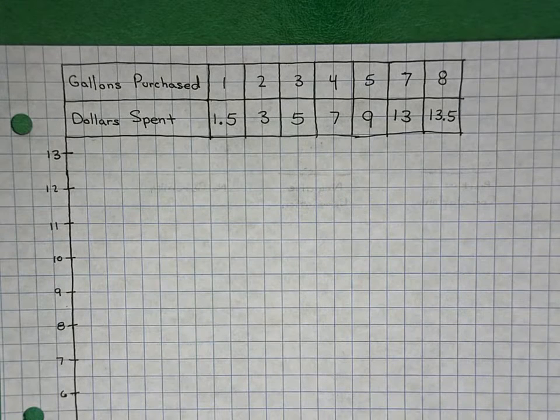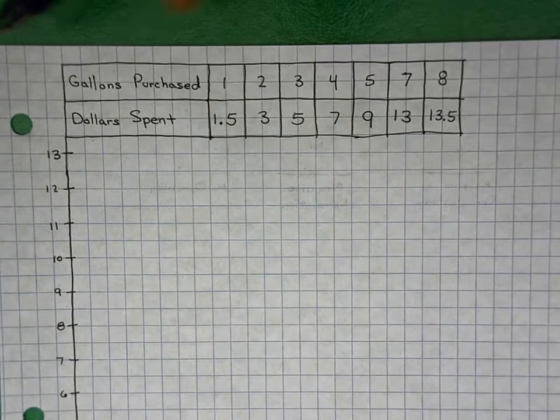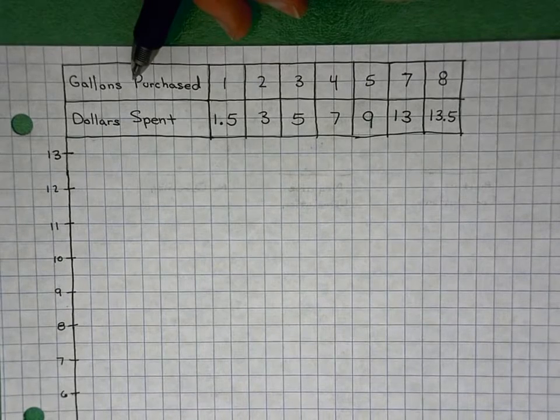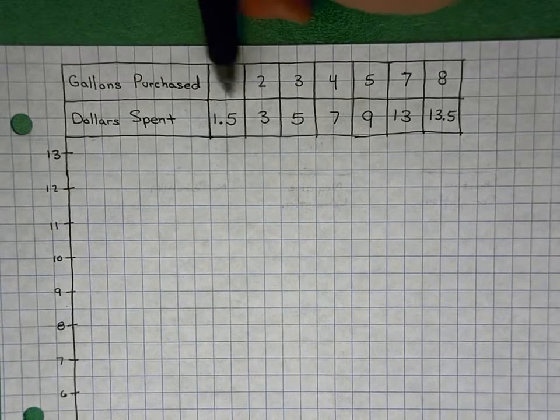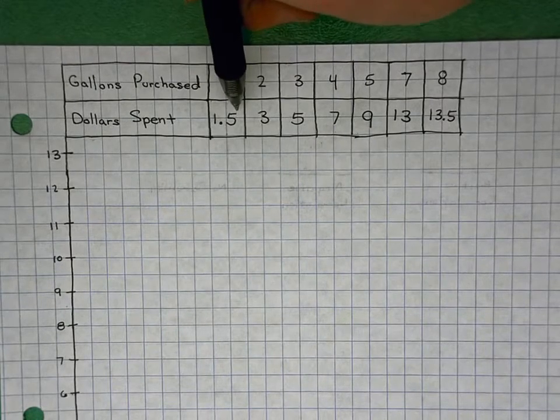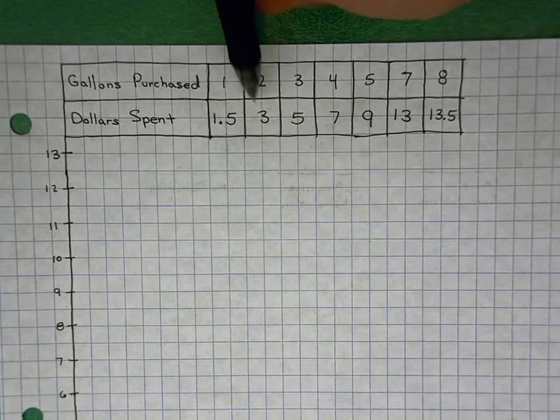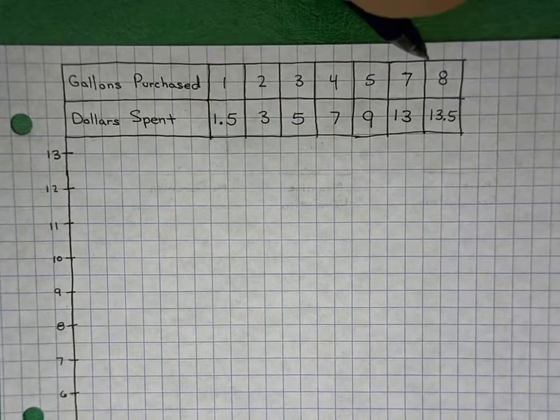Hi there. We talked today in class about scatter plots and trend lines, so this is a little mini lesson covering the material that we looked at today. This table shows the gallons of gas purchased compared to dollars spent. So for example, when 1 gallon was purchased, we spent $1.50, or 2 gallons was purchased, we spent $3, etc.